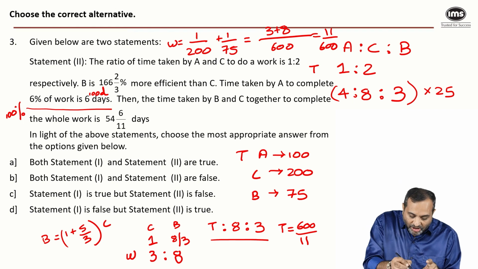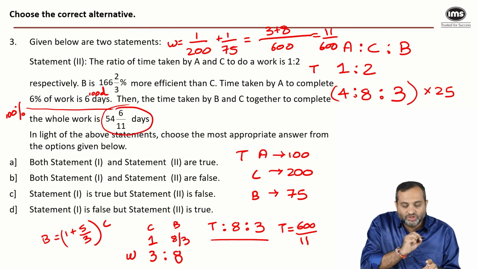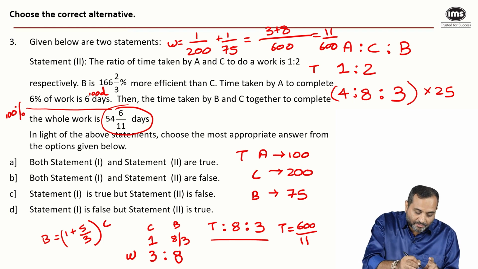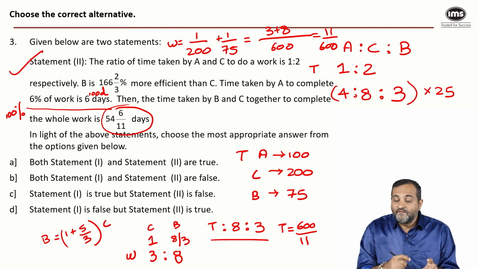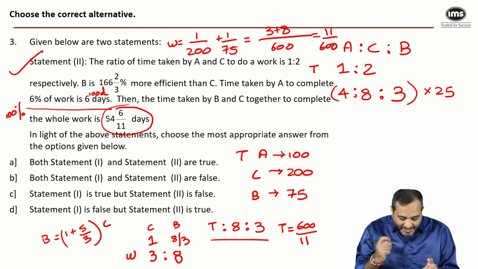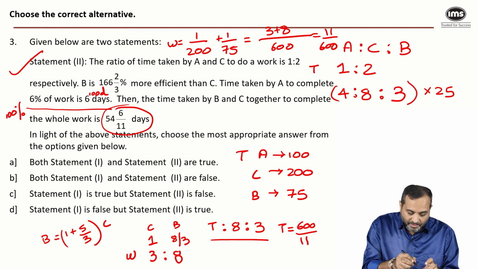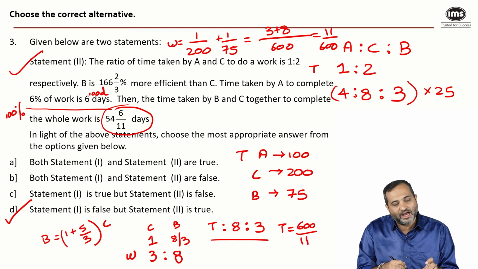If you do the calculation, you get exactly 54 6/11 days. Hence, I can say that my second statement is true. First statement is false, second is true. So which option will you mark? You can easily see option 4. Statement 1 is false, but statement 2 is true, and I will mark that as an answer.